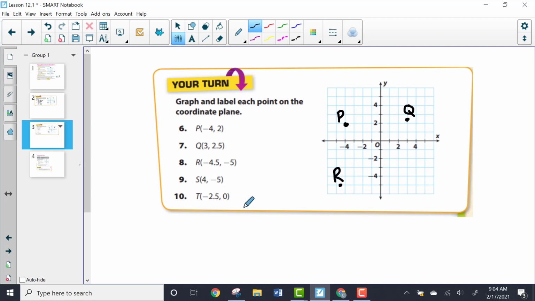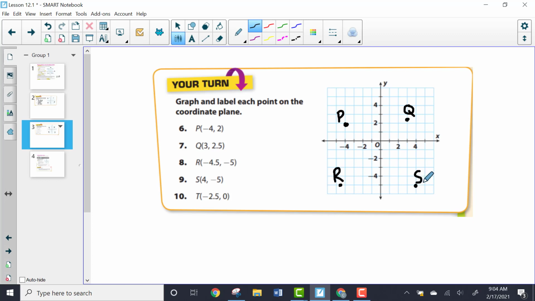Let's take a look at letter S, number 9. 4, -5. So again, we go 4 on the x-axis. We don't plot our point just yet. It could be very tempting to do that. We don't do it yet. And then we go down -5. How do I know it's -5? I can look right here in my y-axis. All right, so +4, -5, and I graph my point right there, and that's letter S.